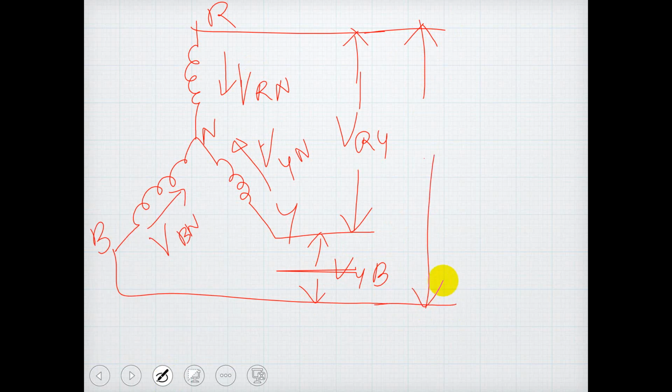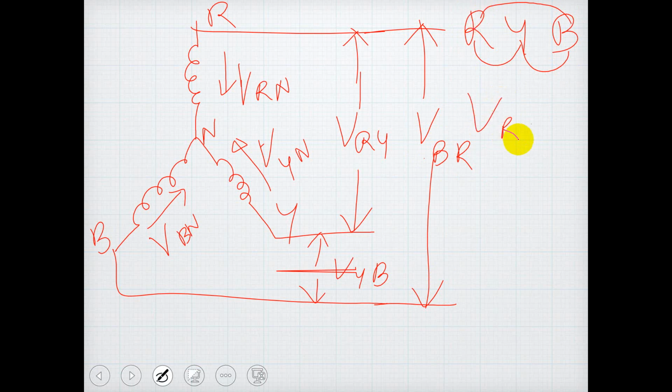So we can write this as VRY, VYB, and this can be VBR. Okay, it's anti-clockwise, like RYB. First you take the sequence as RY, YB, and BR. Okay, the cycle has to be this way. So now to obtain the relationship between VRN and VRY.